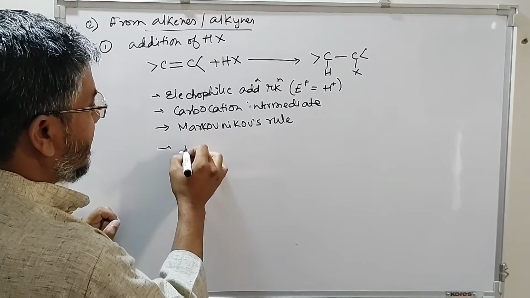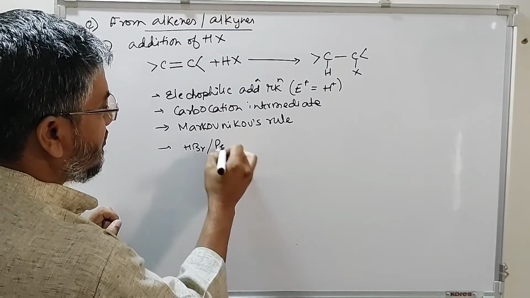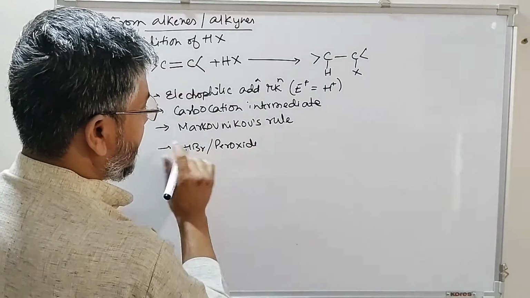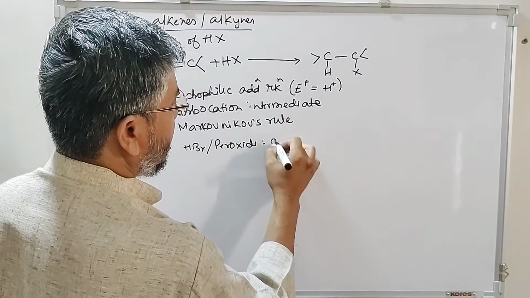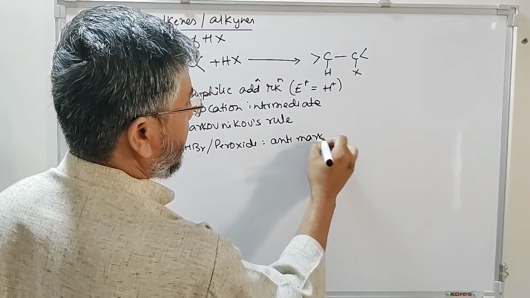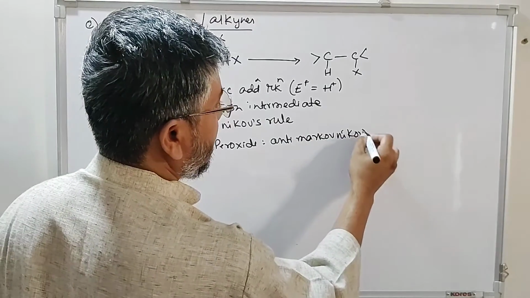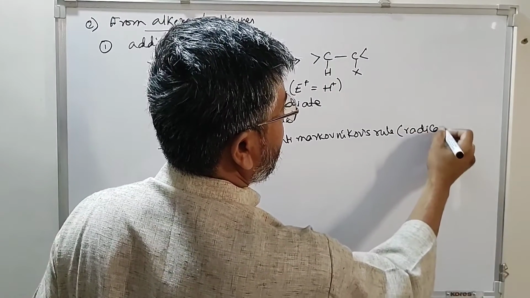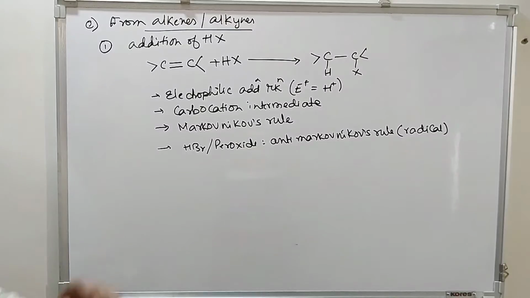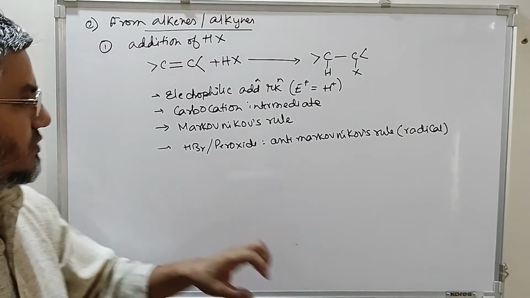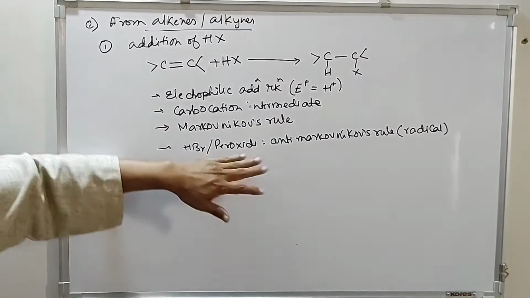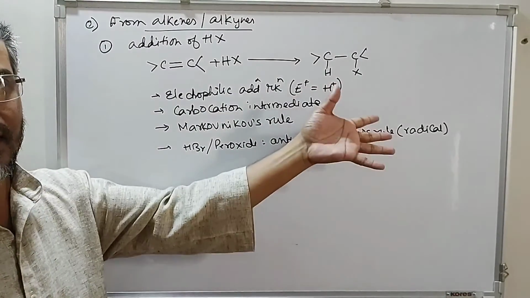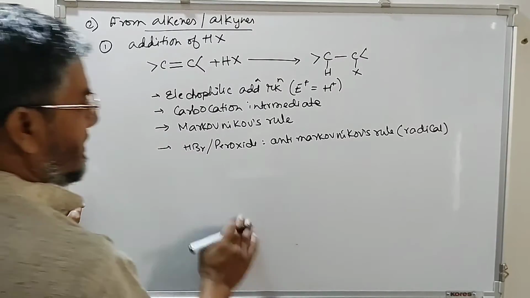The addition of HBr in presence of peroxide follows anti-Markovnikov's rule, and the reaction is free radical. Because of this change in mechanism, the product is anti-Markovnikov's addition. This anti-Markovnikov's addition is only with HBr in presence of peroxide, but if HBr is in absence of peroxide, then that is Markovnikov's with carbocation intermediate.